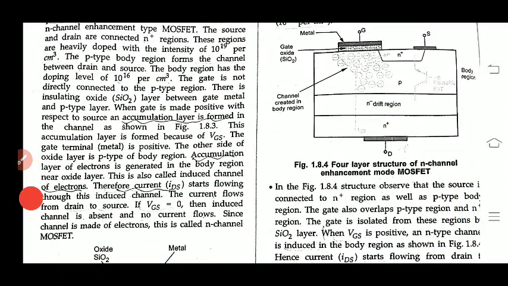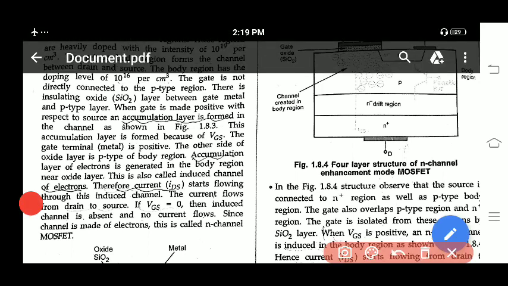We have seen that when you apply positive gate voltage, an accumulation layer will be formed. Because of this accumulation region, an n channel will be formed. So to make that n accumulation layer, you will apply voltage between gate and source, VGS.